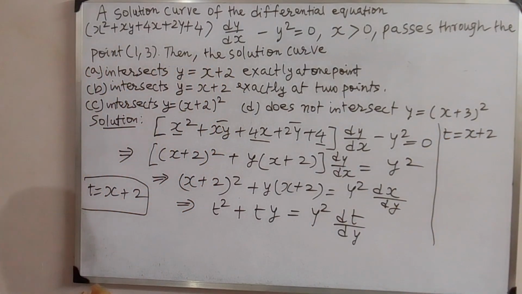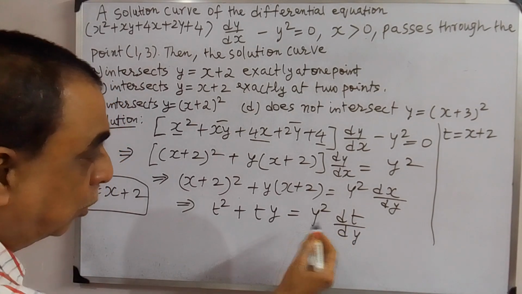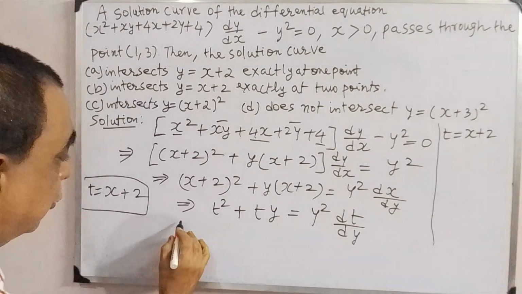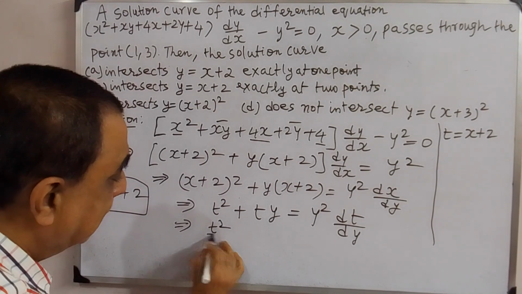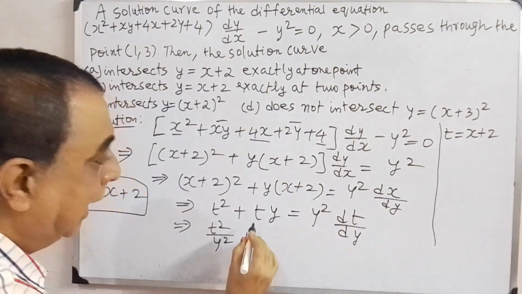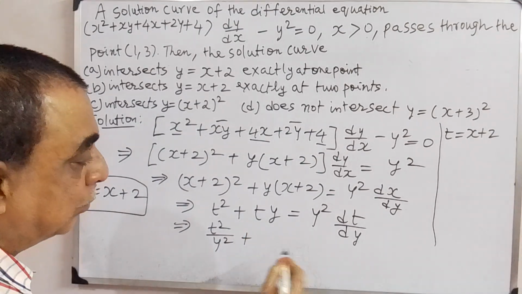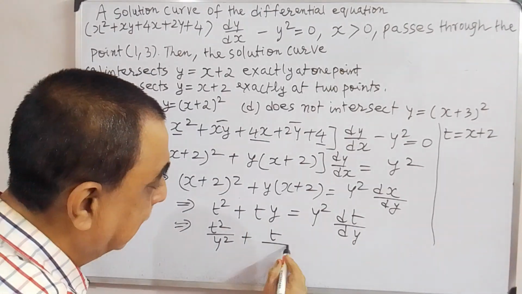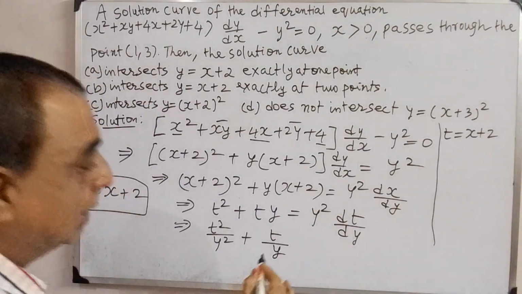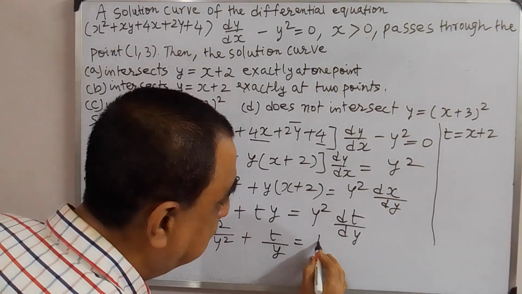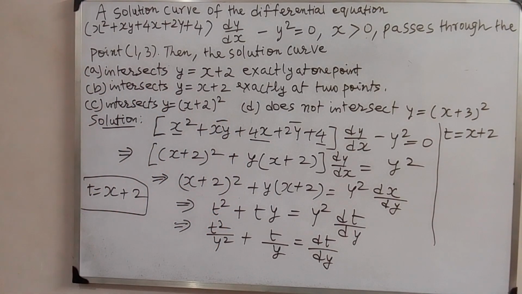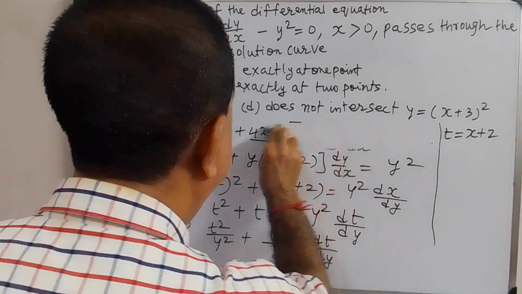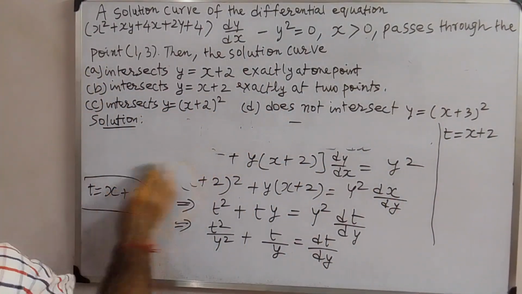Now see here, now divide throughout by y squared. When I divide throughout by y squared, what will we get? t squared by y squared, and here ty divided by y squared gives t by y, and here y squared will be cut out, so we will have dt by dy.